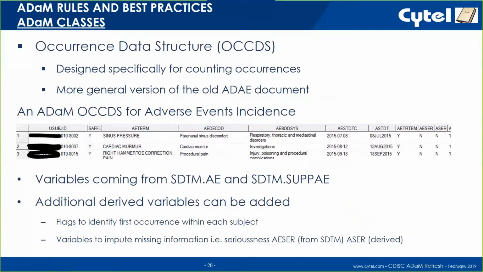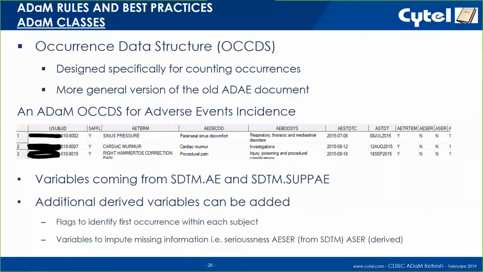And then if you also have information from SUPPAE, this SUPPAE variable will be transposed. And then you will need to add flags, for example, to identify the first adverse event the patient experienced, the first serious adverse event the patient experienced. So all these flags will then be used in the output program to select the record.